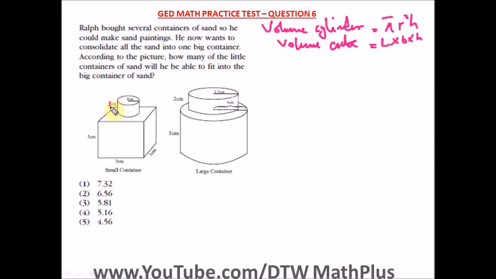Yeah, it's not quite clear. Okay, so this is one. So we have to find the volume of this small cylinder on top, then the volume of the cube, added together. We're going to get the volume of the small container.